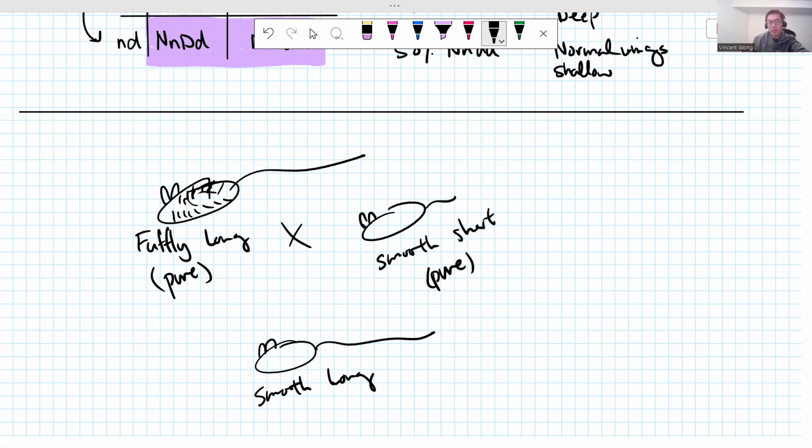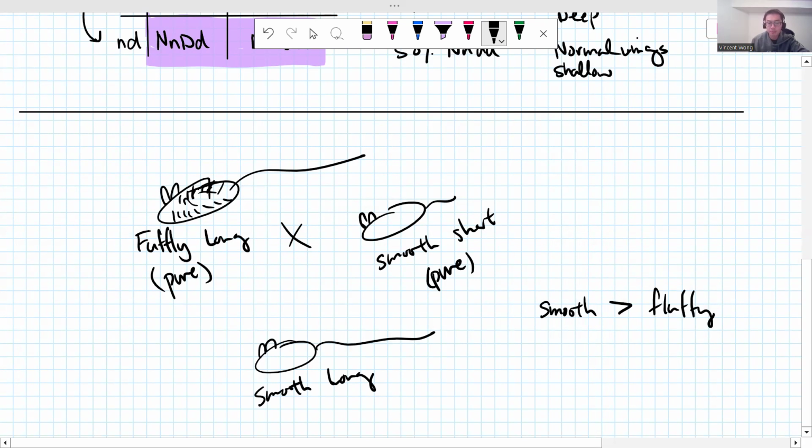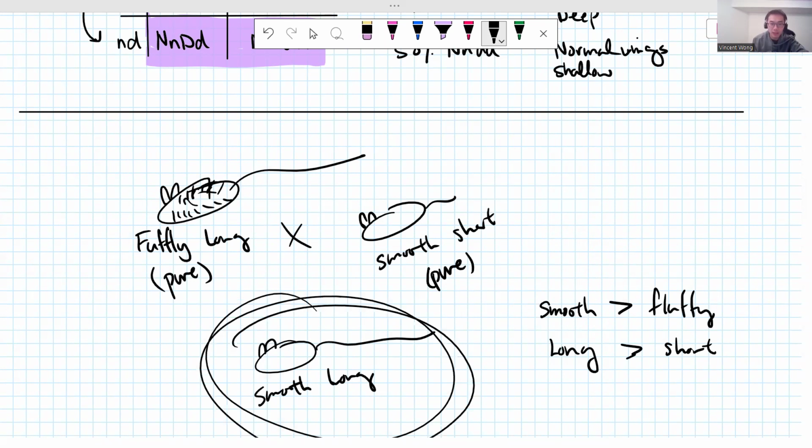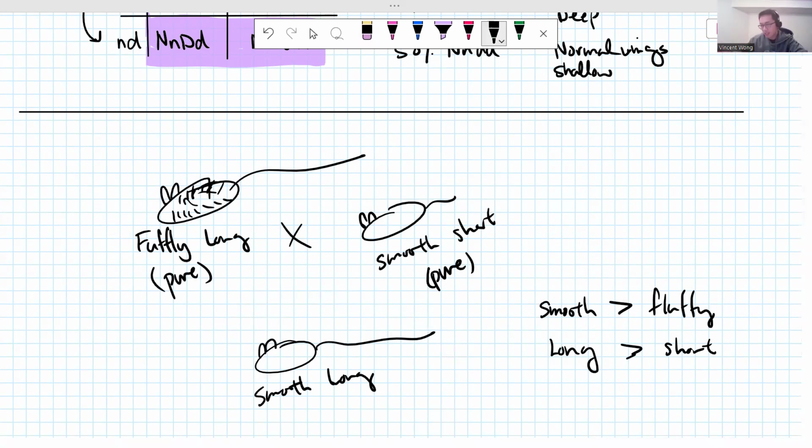Based on this result, which one is dominant? Is fluffy dominant or is smooth dominant? Smooth. Yeah, smooth is dominant over fluffy. And what about long and short? Which one is dominant? Long. Yeah, long is dominant over short, right? So if you start with traits that are pure and you breed them together, whatever shows up in the first generation, that's going to be the dominant trait. That is key information that you should know for when you do the test quiz.